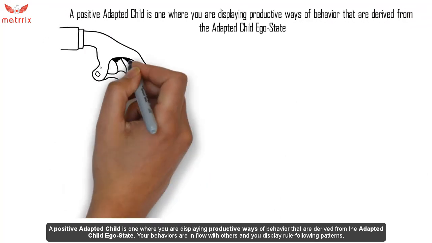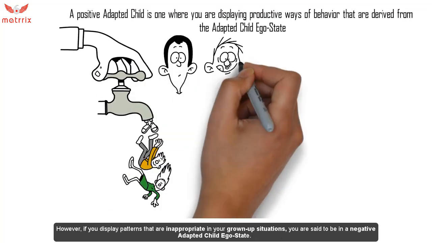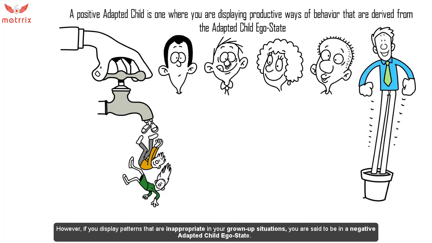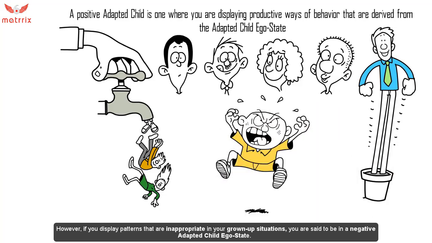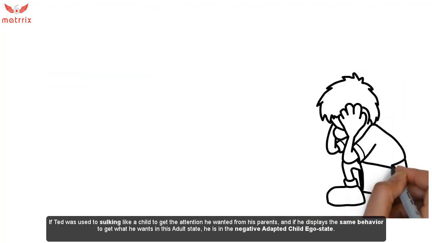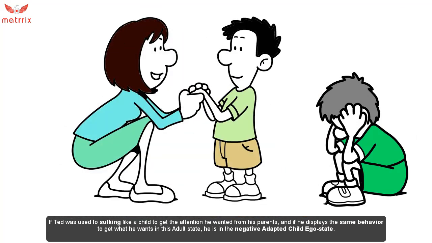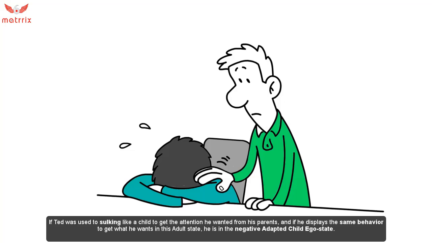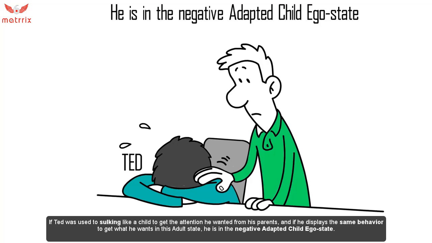Your behaviors are in flow with others, and you display rule-following patterns. However, if you display patterns that are inappropriate in your grown-up situations, you are said to be in a negative adapted child ego state. If Ted was used to sulking like a child to get the attention he wanted from his parents, and if he displays the same behavior to get what he wants in this adult state, he is in the negative adapted child ego state.